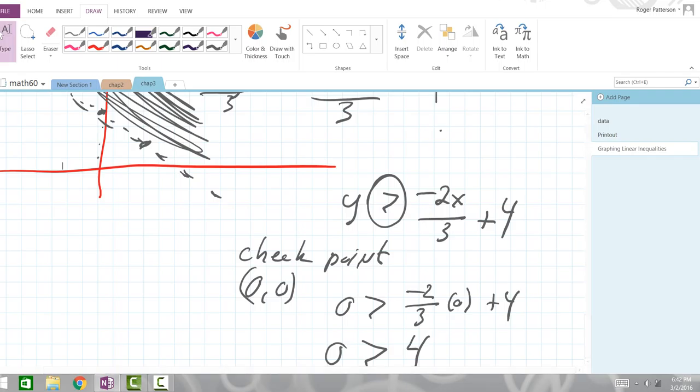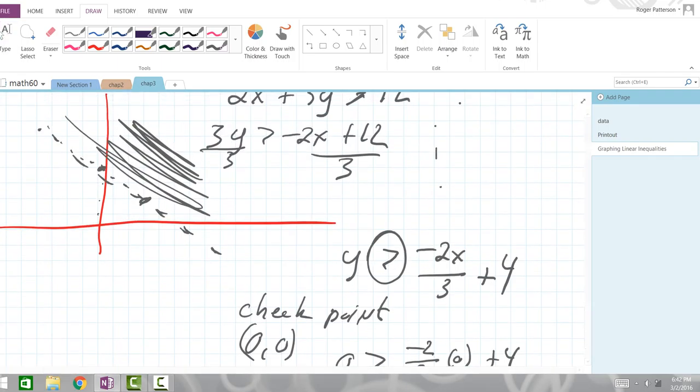If I'm reading this, y has got to be greater. So would I shade above or below the line? Y has got to be greater. Which way are we shading? Above. Okay. It's above.